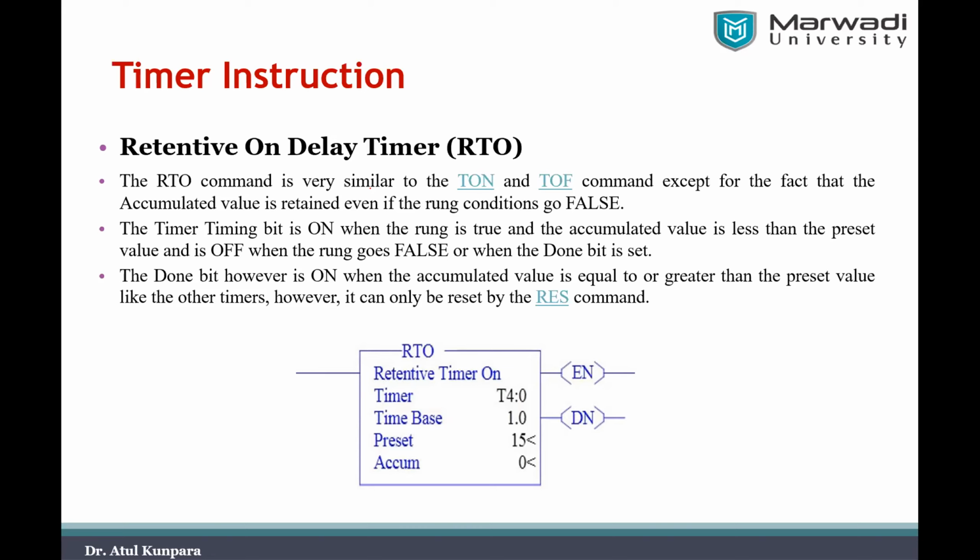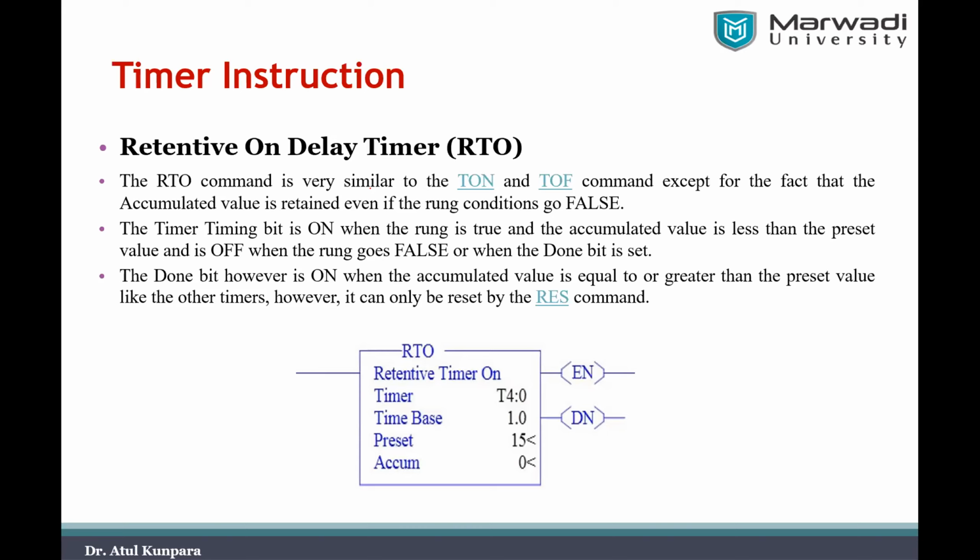That means your enable input is removed. It is not like once you remove the enable input, whatever accumulated time has been counted will be reset to 0. No, that is not going to happen in the retentive on delay timer. So your retentive on delay timer is going to retain whatever timing task has been completed when the previous enable input was given. Am I making this clear, everyone?